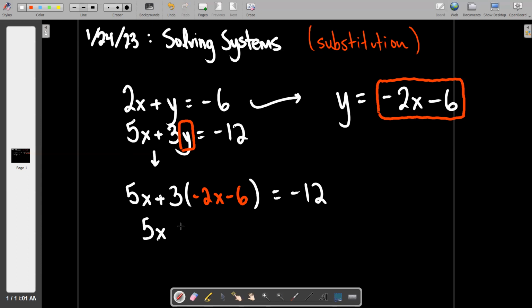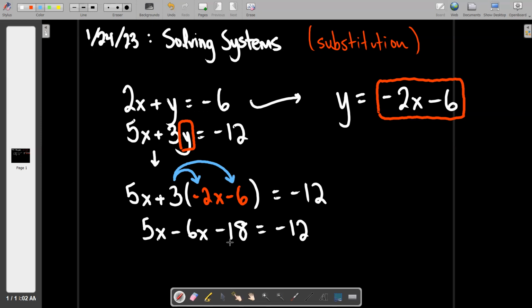What's after that? Minus 6x minus 18 equals -12. And I'll put little blue arrows here for those of you who wonder how we did that and are too bashful to ask. 3 times that and 3 times that. That's what that distribution is, of course, all about.